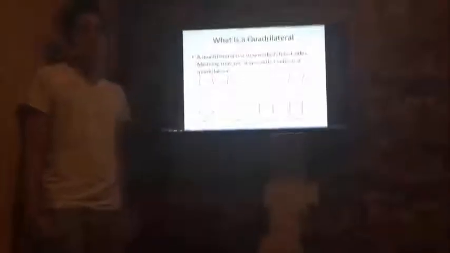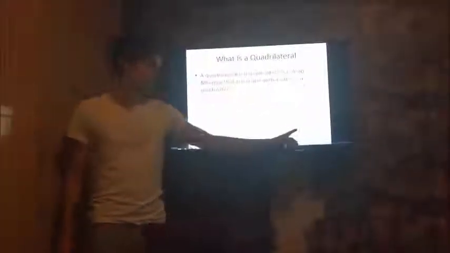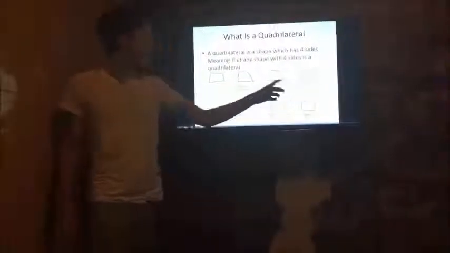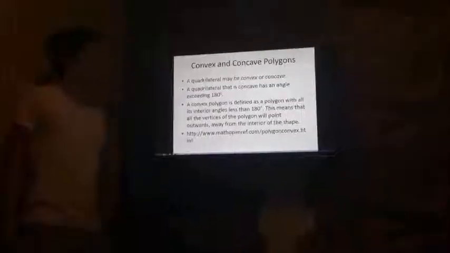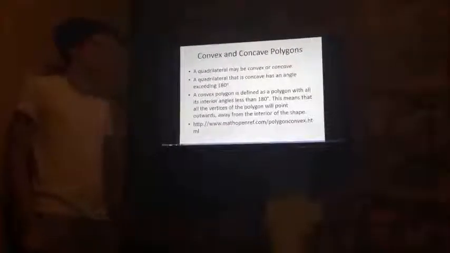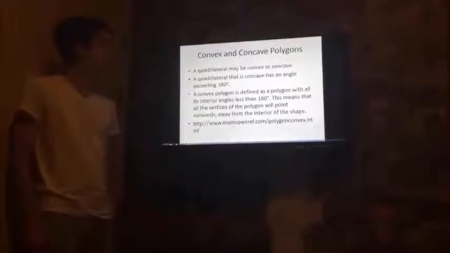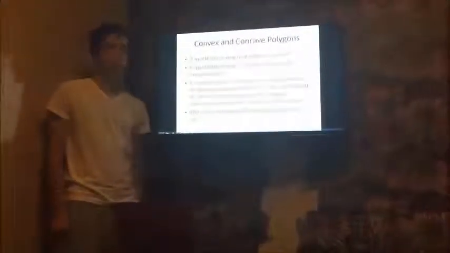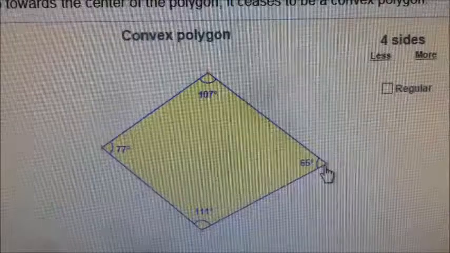So, what is a quadrilateral? A quadrilateral is a shape which has 4 sides, meaning that any shape with 4 sides is a quadrilateral. A square, a rectangle, a rhombus, a kite, a parallelogram, and a trapezoid. A quadrilateral may be convex or concave. A quadrilateral that is concave has an angle exceeding 180 degrees. A convex polygon is defined as a polygon with all its interior angles less than 180 degrees. This means that all the vertices of the polygon will point outwards, away from the interior of the shape.